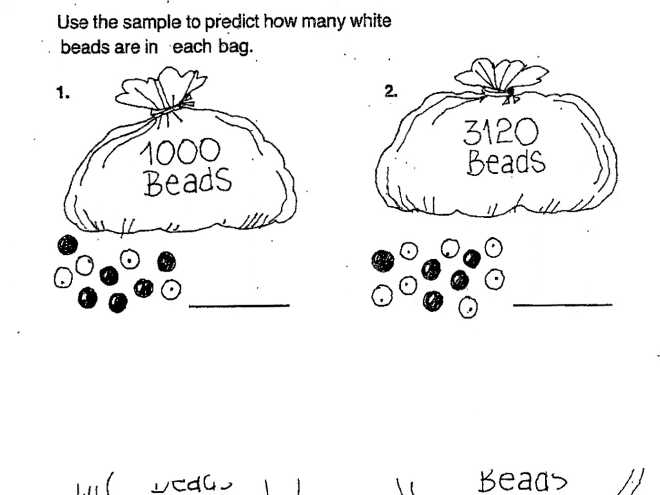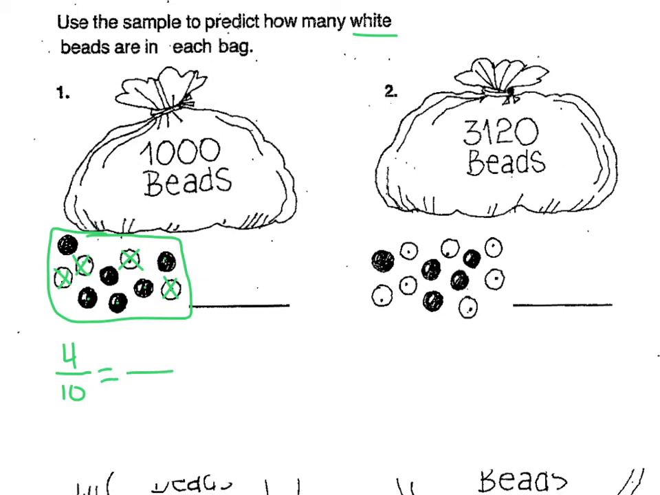Let's go to the worksheet. So the back says, use this sample to predict how many white beads are in the bag. All right, so if you take a look at the sample here, let's say they reached in the bag and they pulled this out. This is a lot like capture, recapture. So if this is the sample they pulled out, they have a total of 1, 2, 3, 4, 5, 6, 7, 8, 9, 10 beads in their sample. And they want to know how many white beads there are. So if we count out the white beads, we have 1, 2, 3, 4 white beads in the sample. So there are 4 white beads in the sample out of a total of 10.